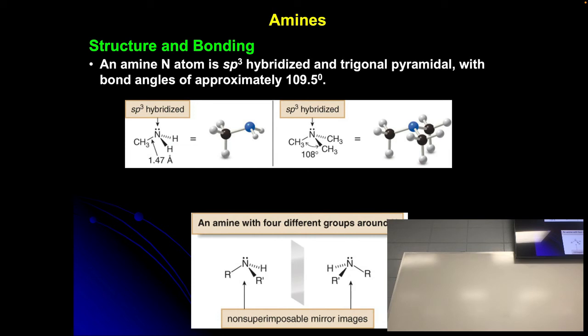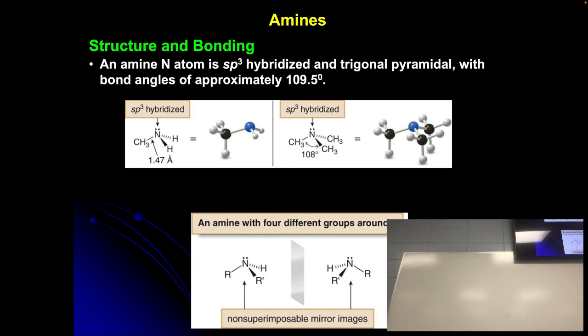Now you can imagine having 4 different groups around the nitrogen, right? A lone pair is a group, a hydrogen, something over here that's different than this one. That's 4 different things. You can imagine seeing a mirror image of this, and if you build the models, you'll see that they are non-superimposable.